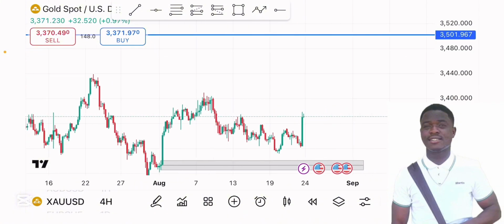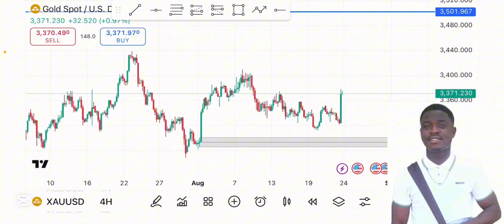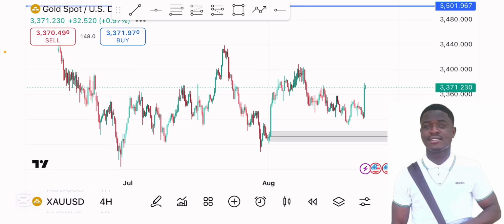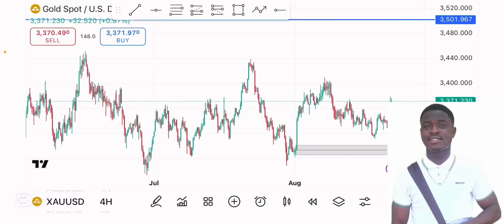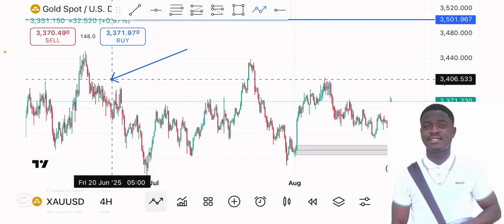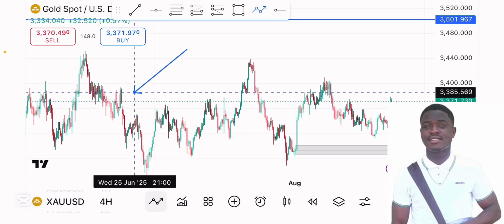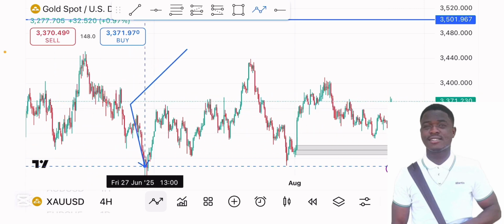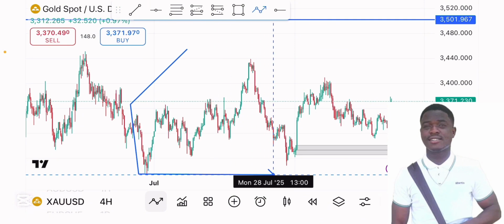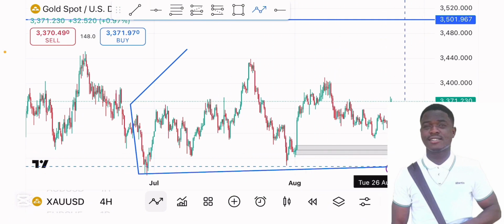From the 4-hour time frame, we are not going to be making use of all this story from here, all these past trends. We're going to be making use of this point here. We're going to be dealing with this place here.